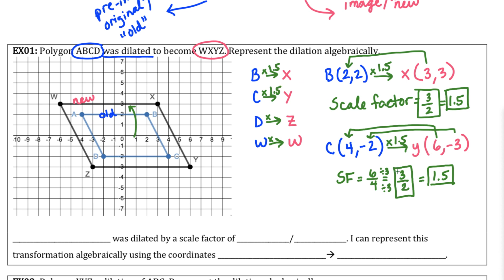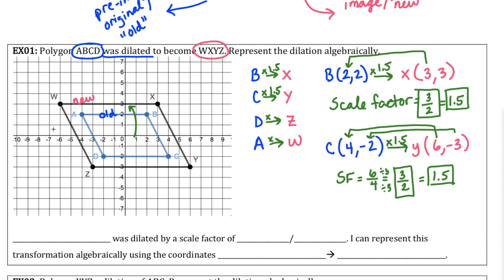Now, you don't have to do this for every single one. I'm here just to show you. You don't have to do B to X, C to Y, D to Z, A to W. You don't have to do all these. I did 2 of them. You don't even have to do 2 of them. Just do 1 of them. I just wanted to show you you'll get the same answer. It doesn't matter how you do it. This negative 3 divided by negative 2 will give you positive 3 over 2, which is 1.5.